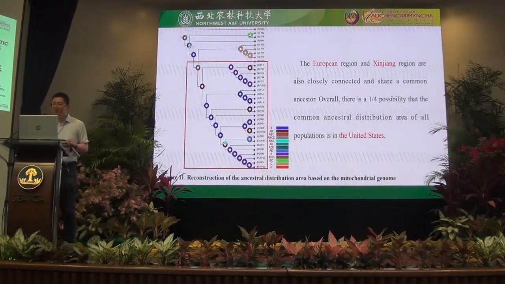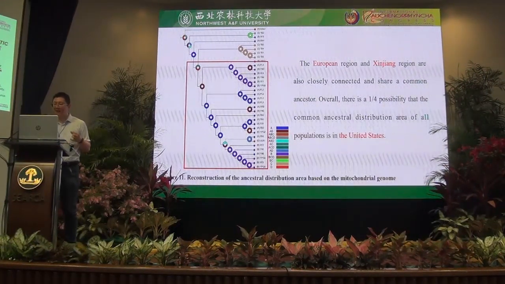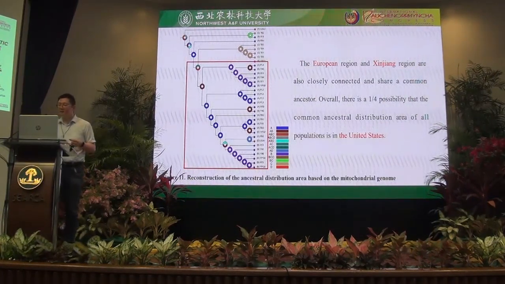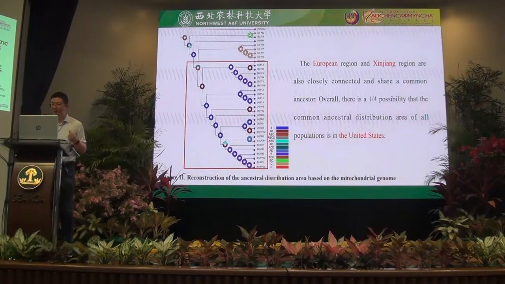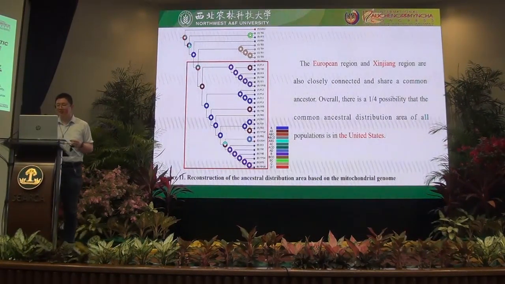The European region and Xinjiang region are also closely connected and share a common ancestor. Overall, there is a possibility that the common ancestor distribution area of all populations is the United States.